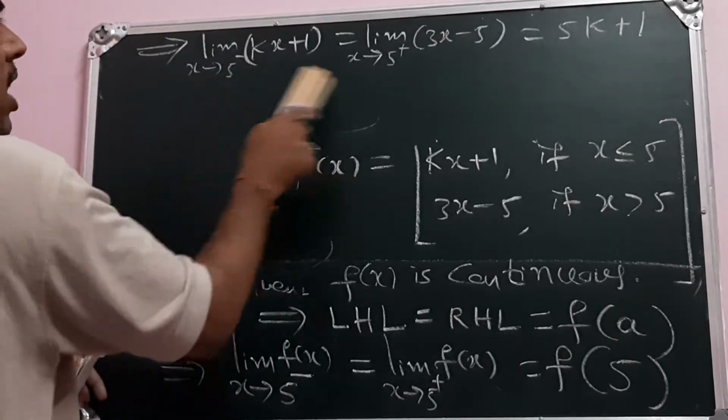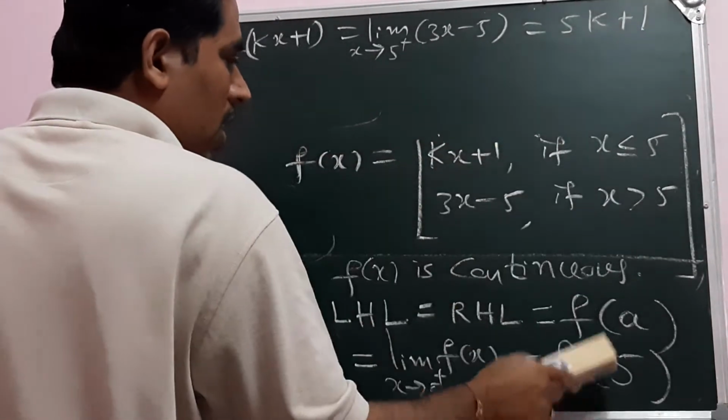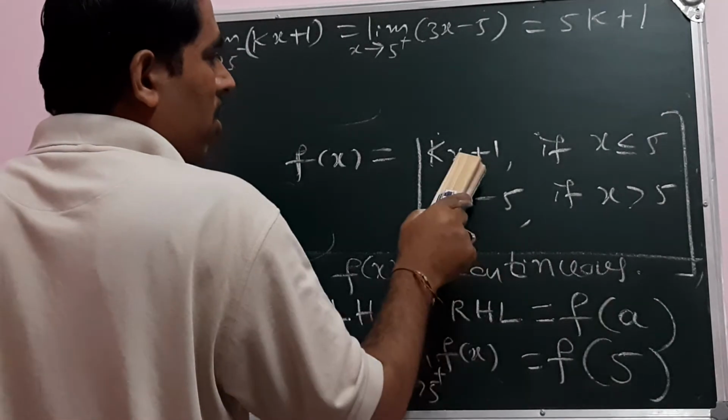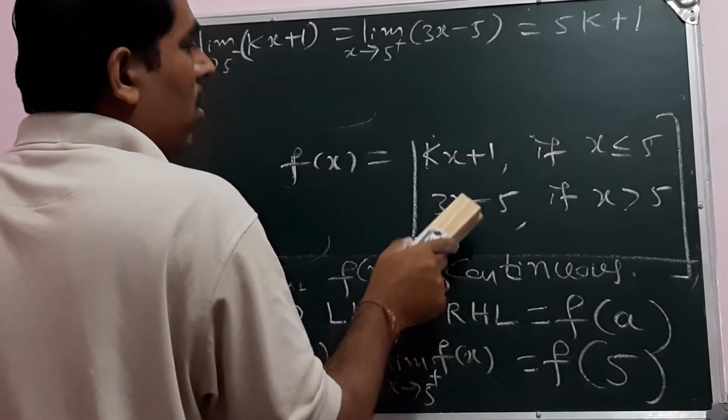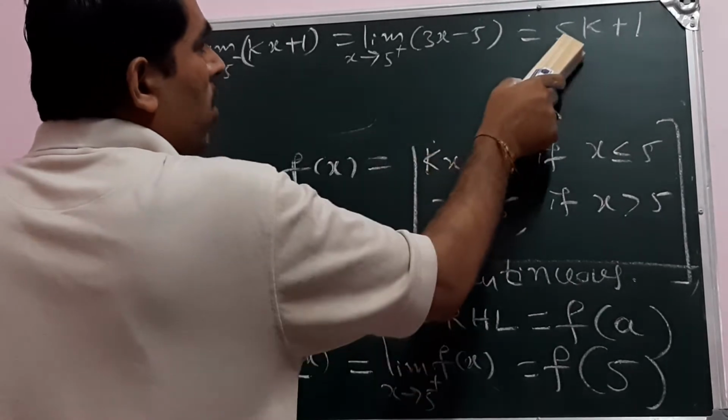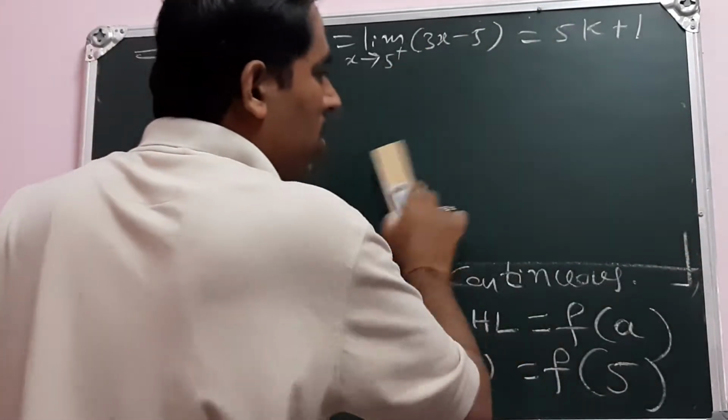Okay, so this is the left hand limit, this is the right hand limit, and this is the value of the function at the given point. If I put x equal to 5, I get 5k plus 1. See, 5 is included here, not here, it is here, kx plus 1. So I get 5k plus 1. So I can remove this.